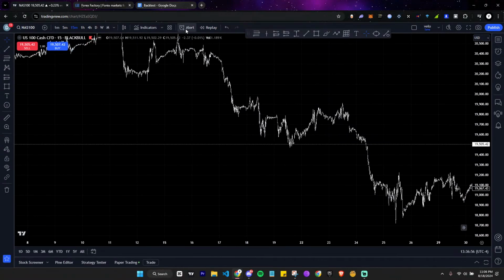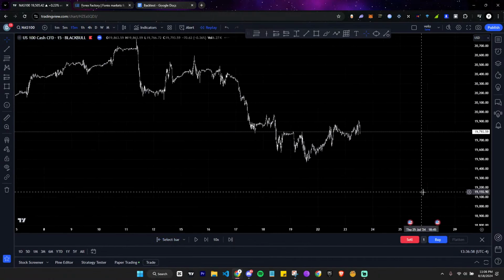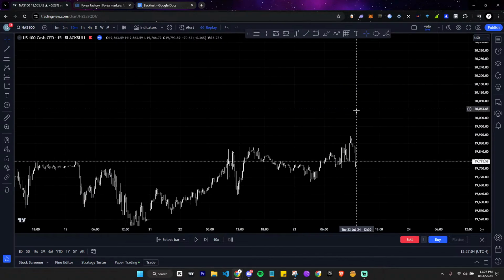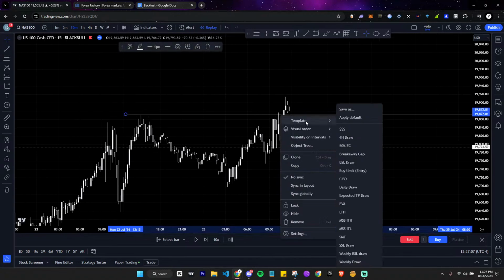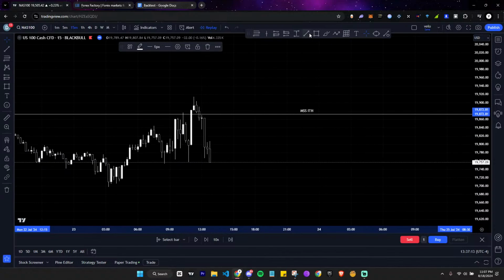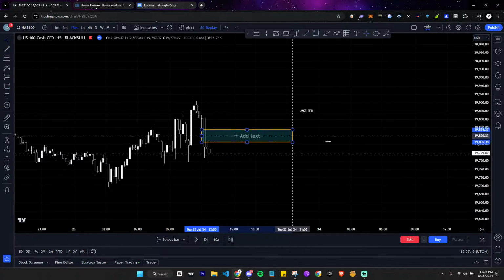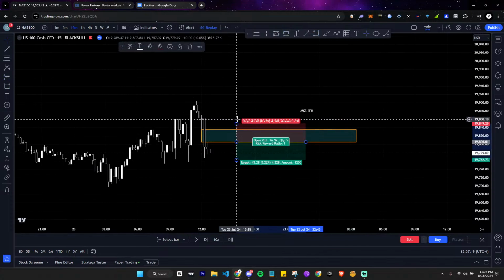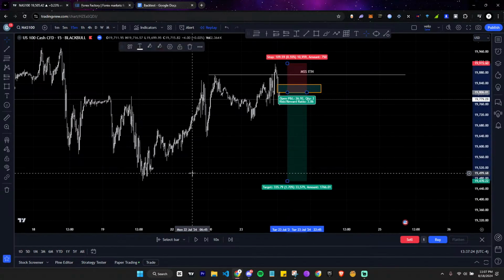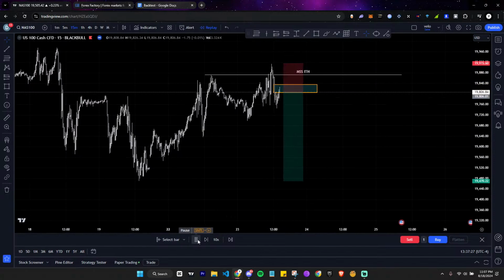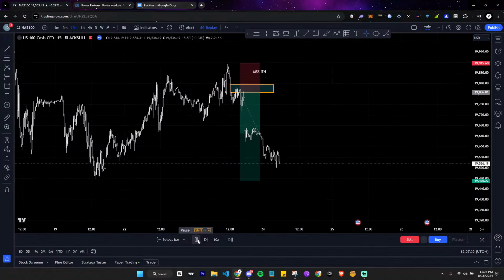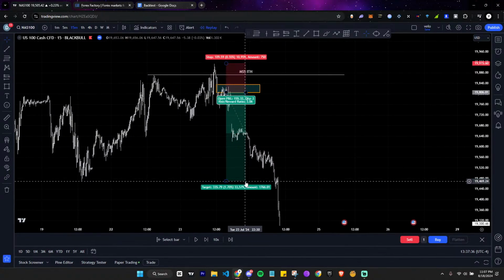Now right here you can see that there is a manipulation. Once we see a manipulation and proper displacement below it, what do we look for? This is a fair value gap. Okay, so we have an unmitigated fair value gap. So let's see if price taps into this fair value gap. So now we get entry. Entry off this. Where do we entry towards? This point. Okay, it's a 1 to 3. Boom. There we have it.